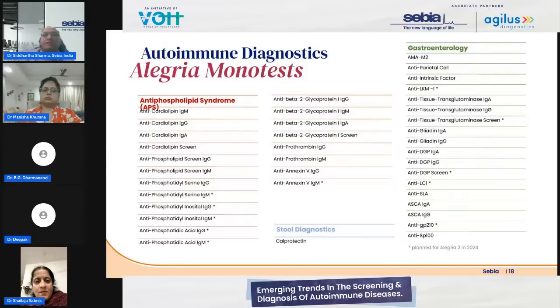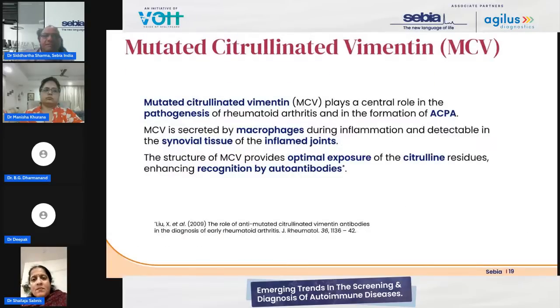In gastroenterology, the Allegria system has the most comprehensive portfolio available for testing of all the autoimmune gastroenterology diseases. That includes all the autoimmune hepatitis syndromes, whether it is type 1 or type 2. Also for inflammatory bowel diseases, calprotectin can be tested using the stool sample, along with serum and plasma samples.